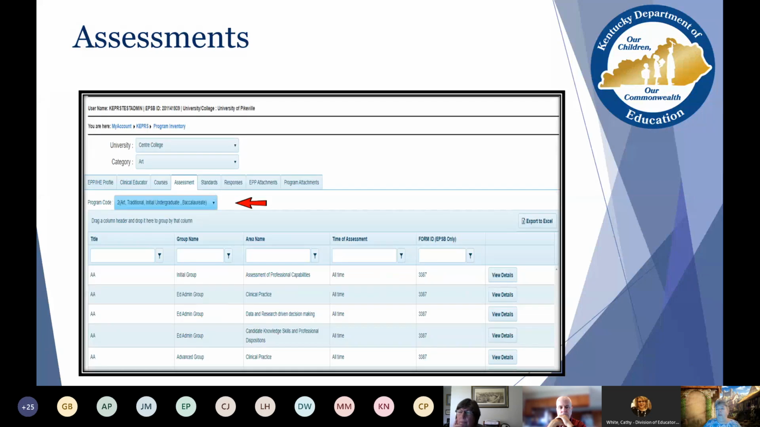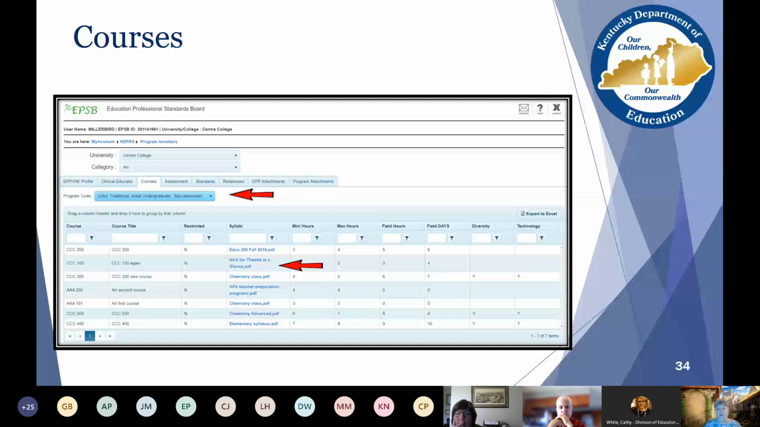If there are more courses than can be viewed in the display, be sure to scroll down the page to see all the courses. When you see a blue linked syllabus, you can click on that link to be able to see the syllabus associated. Depending upon which browser you are using, the steps to view and or download may be a little bit different. Just a general note, Chrome seems to be the best browser to access and open the documents.